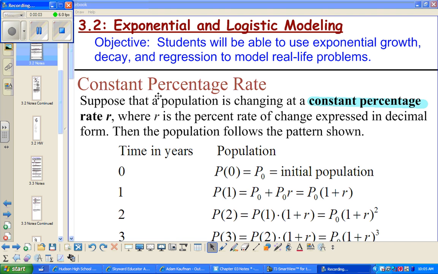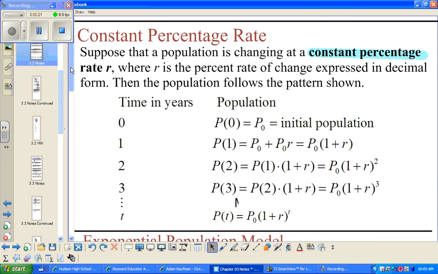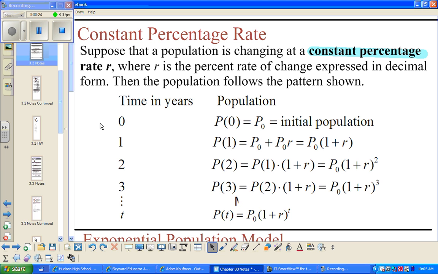Hello, class. This is a lesson on 3.1 for Precalculus, Exponential and Logistic Modeling. By the end of this lesson, you should be able to use exponential growth, decay, and regression to model real-life problems. What I'm going to start with is just showing you how to get a constant percentage rate. This goes along with the exponential population model that you took notes on prior to coming to class.